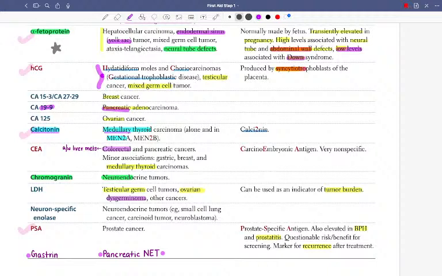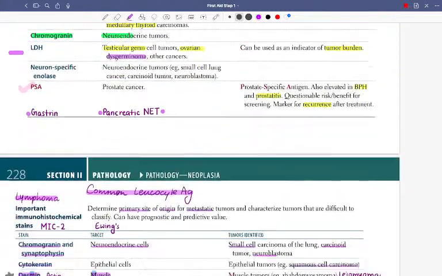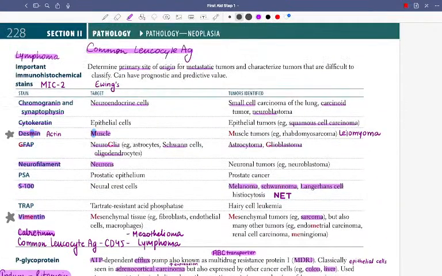LDH dysgerminoma, alpha fetoprotein endodermal sinus tumor or yolk sac tumor. Seminoma, ALP. These are very, very important. Dysgerminoma. Okay. So dysgerminoma LDH, alpha fetoprotein, ALP, all the gynae cancers. ALP seminoma, LDH dysgerminoma, alpha fetoprotein endodermal sinus tumor. Next is very important. S100 we had seen.